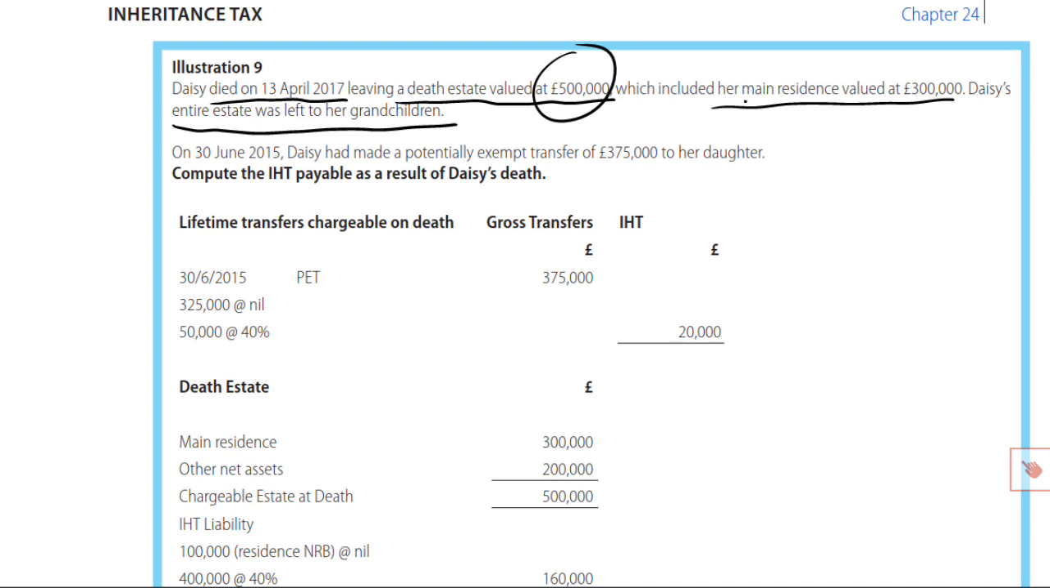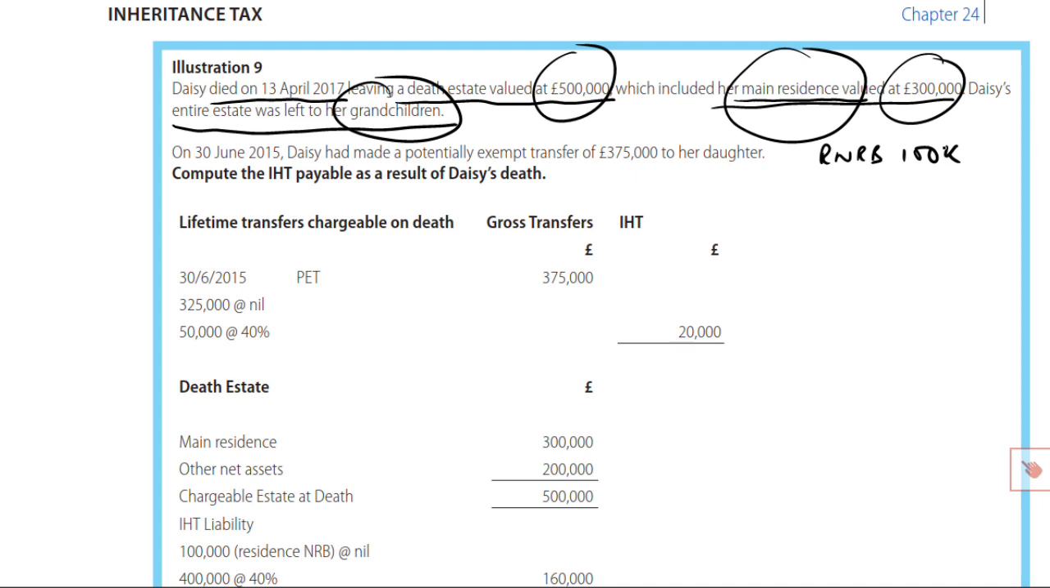But only if in that estate that we have here a main residence, so you pick up on that and you pick up on that. It's going to a direct descendant. So you now know that the residence nil rate band will be available. And as that is 300,000 and our residence nil rate band is 100,000, a full £100,000 will be available. Only remember to go against the death estate in terms of its taxability.